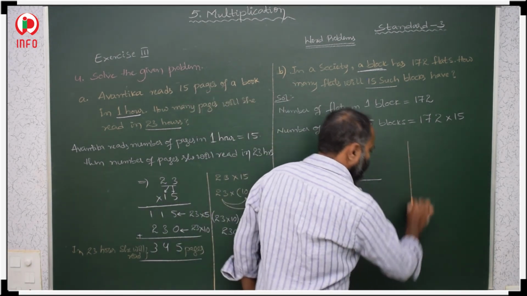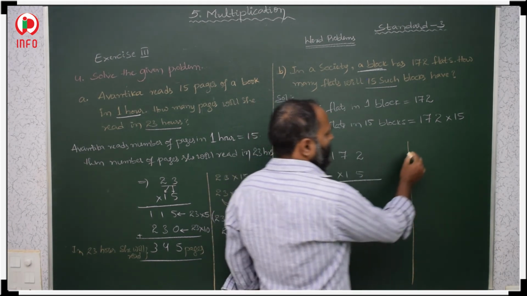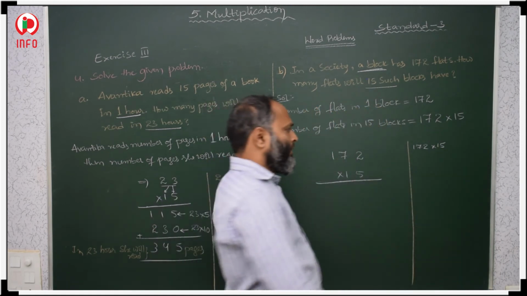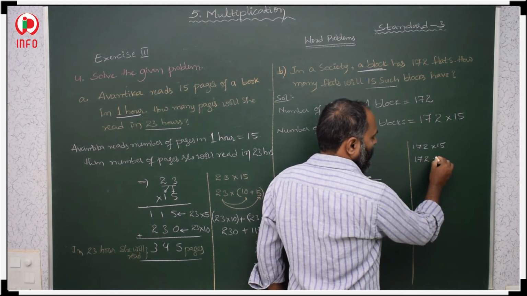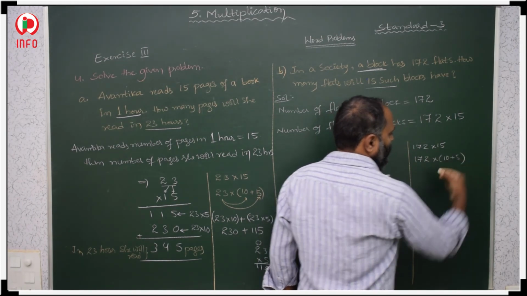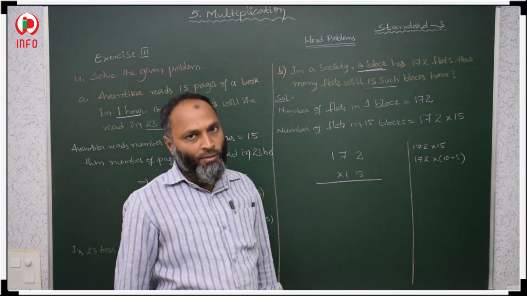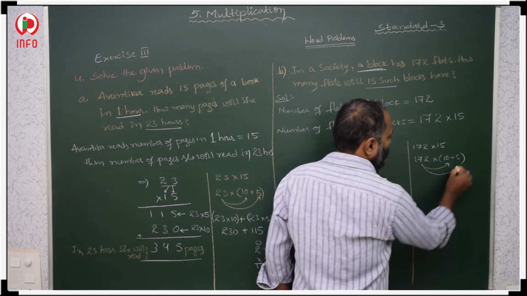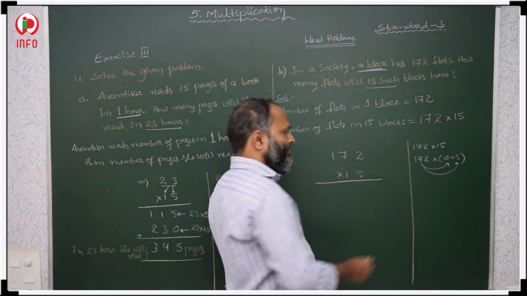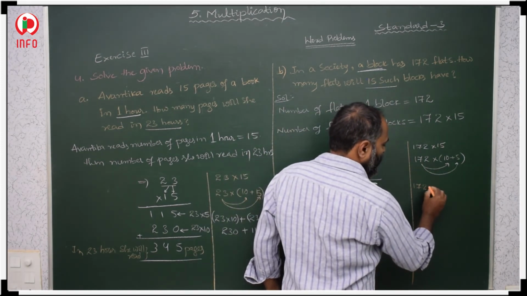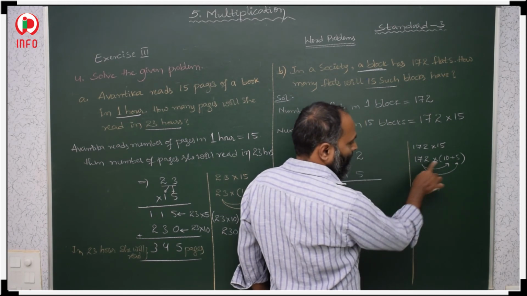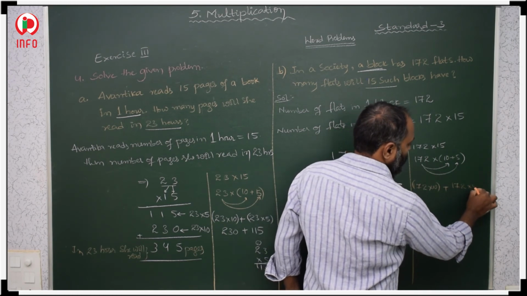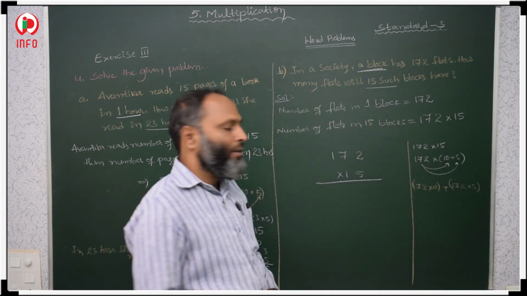So in the rough column, first 172 into 15. Then 172 as it is. 15 means 10 plus 5, 10 ones and 5 ones, it makes 15. Then about the distributive property. What is the distributive law? 172 multiplied with 10 plus 172 multiplied with 5.